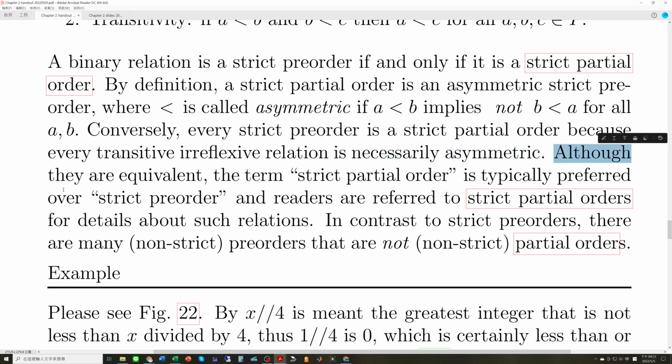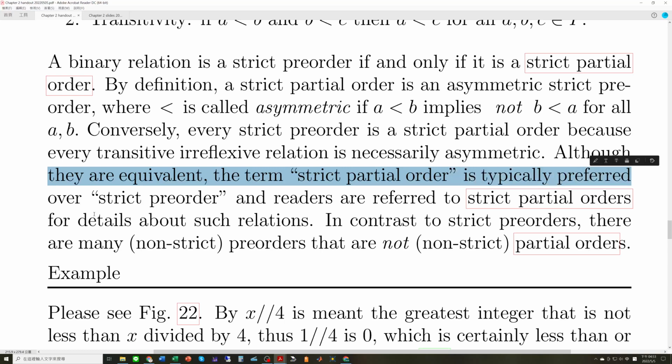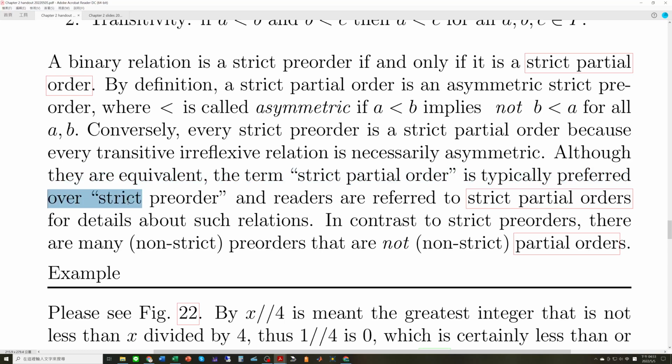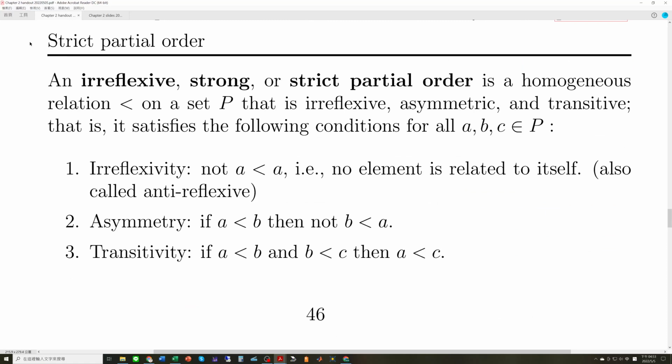Okay, although they are equivalent, the term strict partial order is typically preferred over strict preorder, and readers are referred to strict partial orders. Okay, you can see this. Okay, click on it and the PDF file will jump to strict partial order.